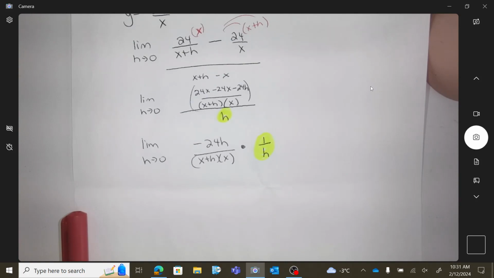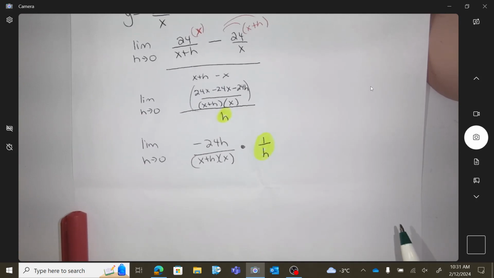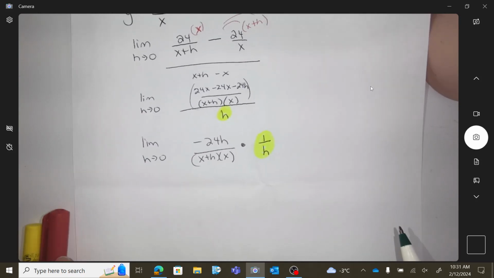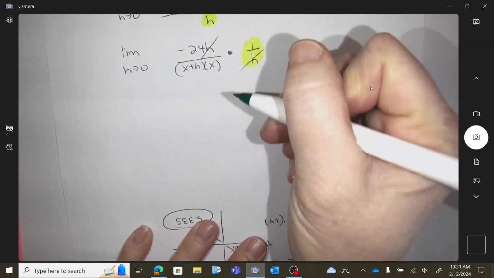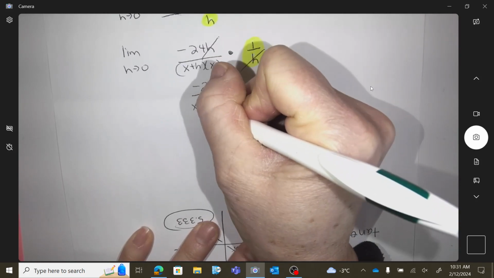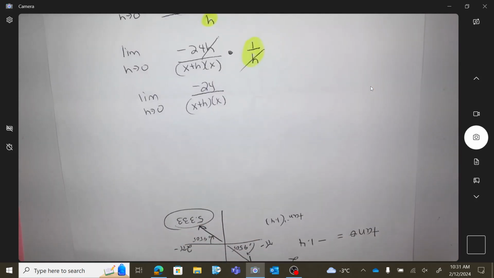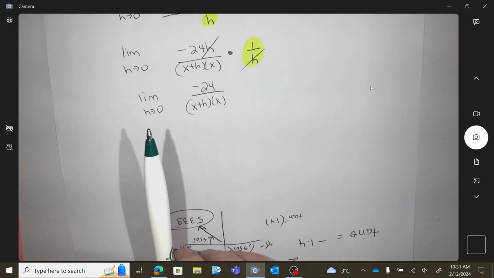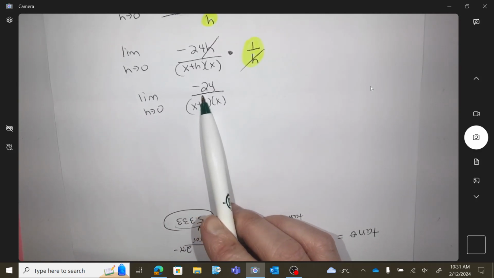Okay, so think about math. This could be something like divide by 2. I can change it to multiply by a half. Same math, right? So now what happens? Cancel our problem. There we go, canceled our problem. So what does that mean? We can plug in. So now, if there was no h right there, the bottom would be x squared.